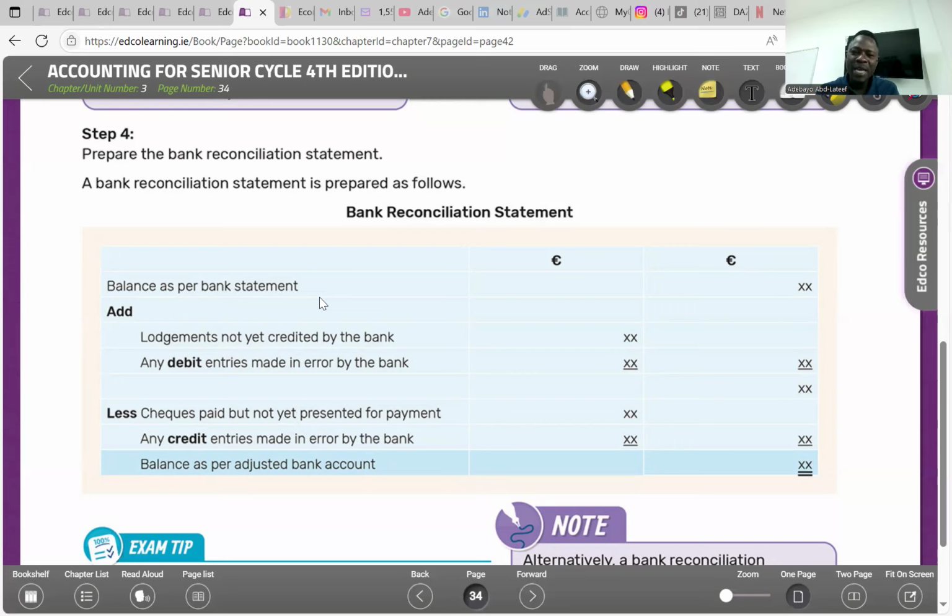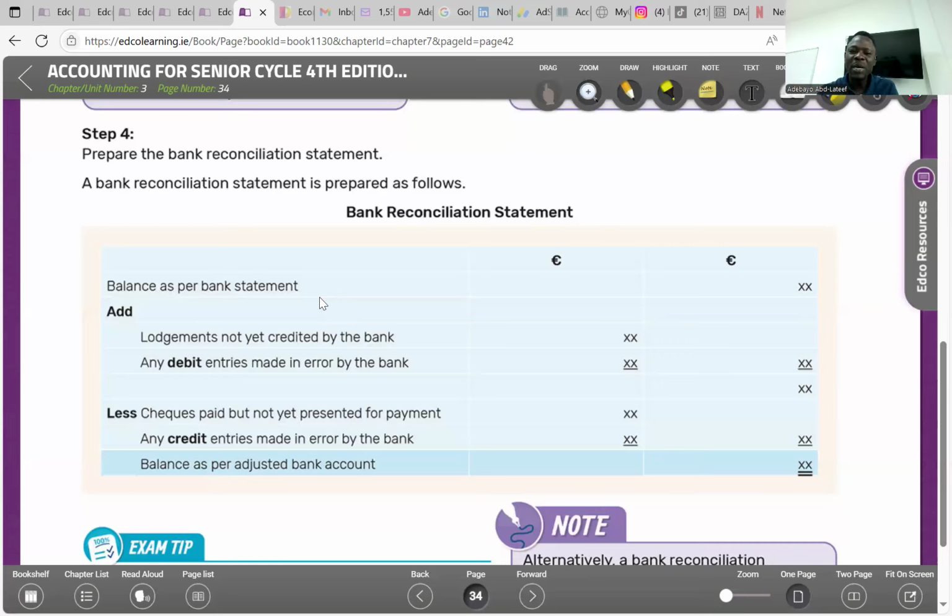Any debit entries made in error by the bank. So whatever debit entry from the bank statement that you figure out when you are doing your reconciliation, you add it to your bank reconciliation statement. Then what are you going to take away? Checks paid but not yet presented for payment, that's unpresented checks. Those checks that you have issued to your suppliers that your suppliers have not presented to the bank, you have to less it from your bank reconciliation statement because it has not been debited by the bank.